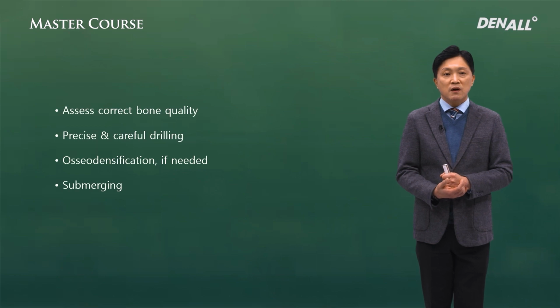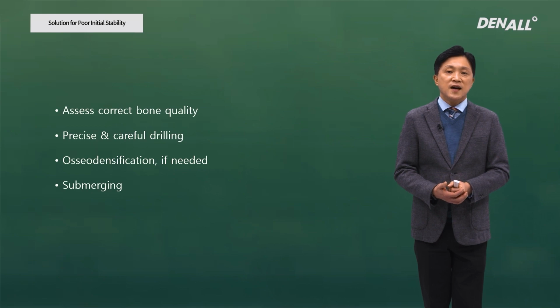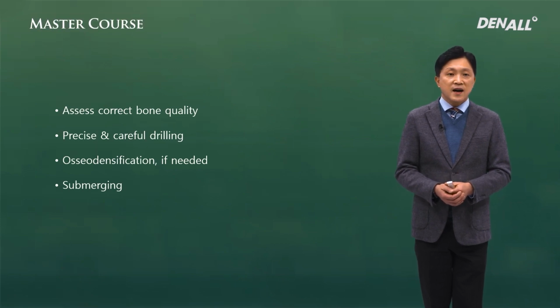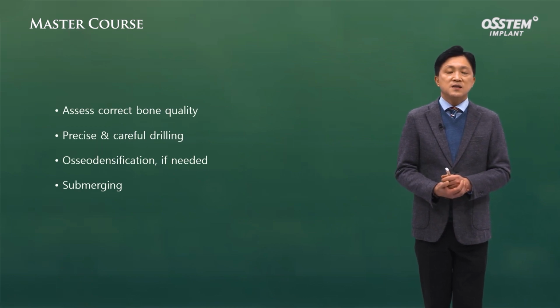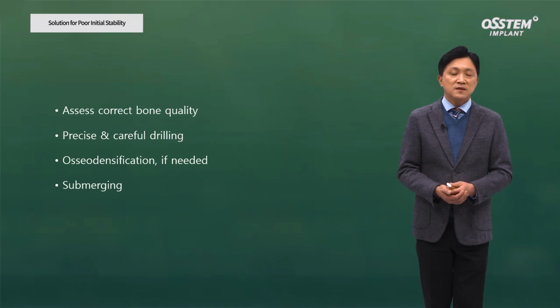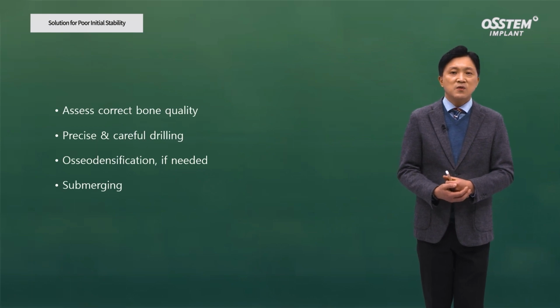If necessary, an additional tool or device such as the osseodensification method can be used to improve the bone quality at the site. And if favorable initial stability cannot be achieved despite using such methods, an implant should be submerged and you need to wait longer for the healing, and then do the secondary surgery. After that, the implant prosthesis can be delivered, so it is desirable to rely on the passage of time.